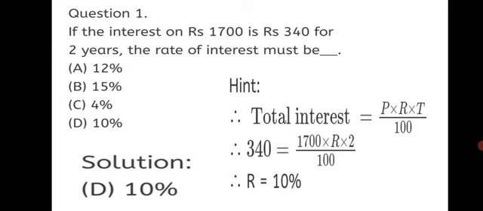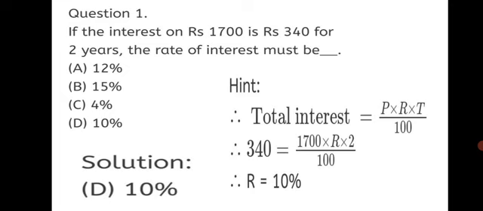So we substitute the value of P as 1700 into R. R we don't know, so we write R as it is into T. Time is given 2 years. So substitute 2 upon 100. Now leaving R, all the other values we will have to take the other side. So 340 into 100 upon 1700 into 2 is equal to R. And when you solve, you get your answer R is equal to 10%.